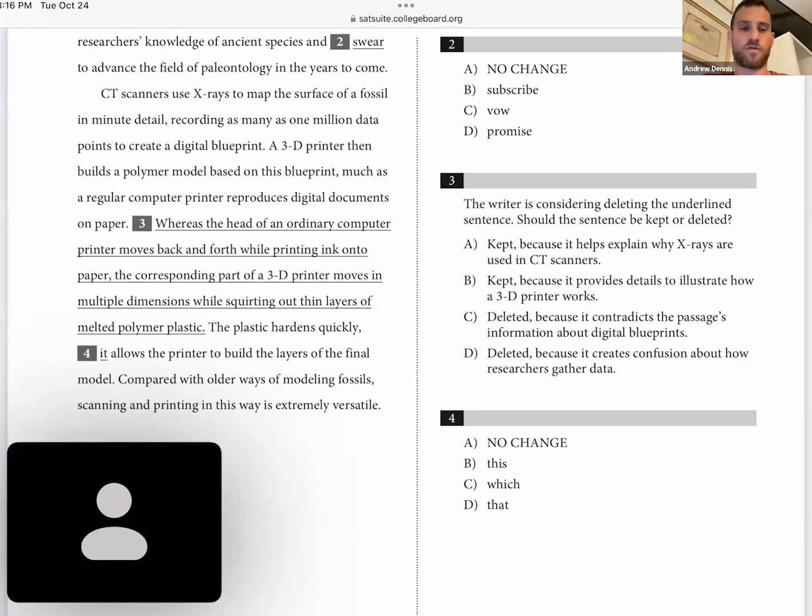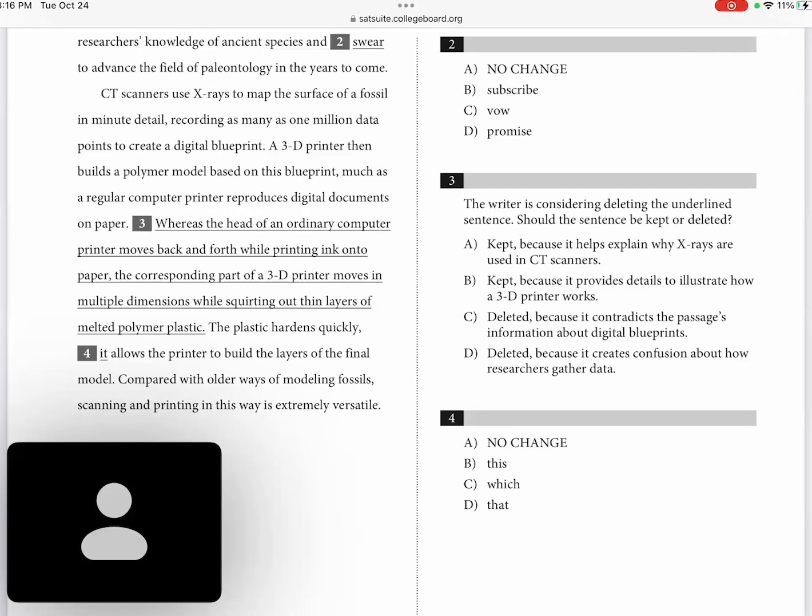For number 4, the plastic hardens quickly. It allows the printer to build the layers of the final model. The plastic hardens quickly. This allows the printer to build the layers of the final model. The plastic hardens quickly, which allows the printer to build the layers of the final model. And the plastic hardens quickly, that allows the printer to build the layers of the final model. Any thoughts?